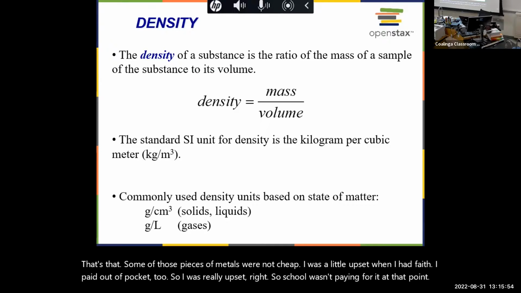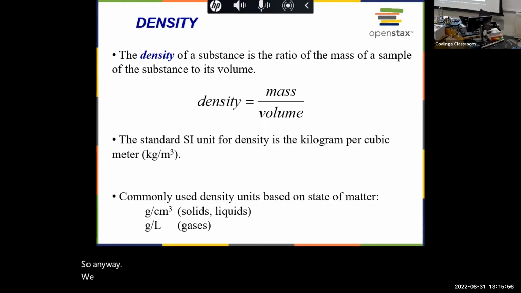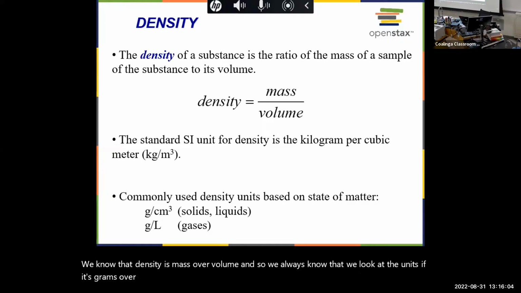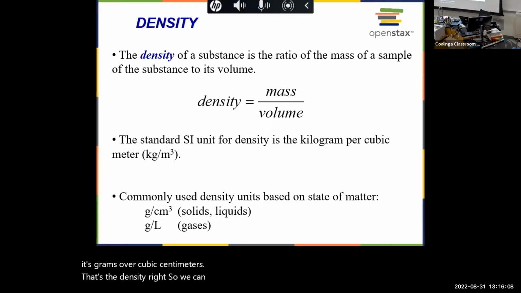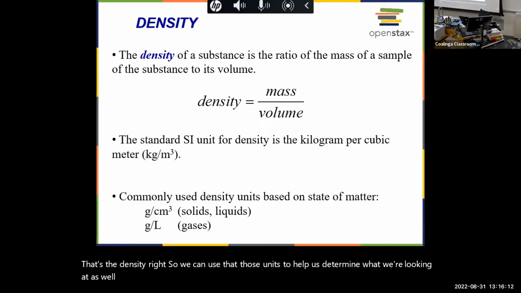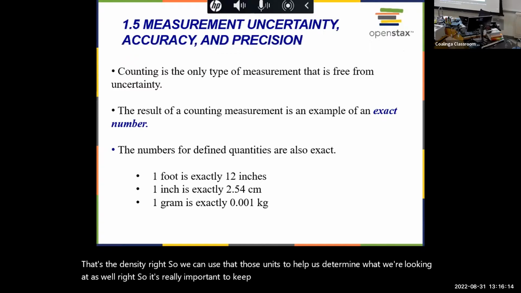So anyway, we know that density is mass over volume, right? And so we always look at the units. If it's grams over cubic centimeters, we know that's the density, right? So we can use those units to help us determine what we're looking at, too. So it's really important to keep those units, right?